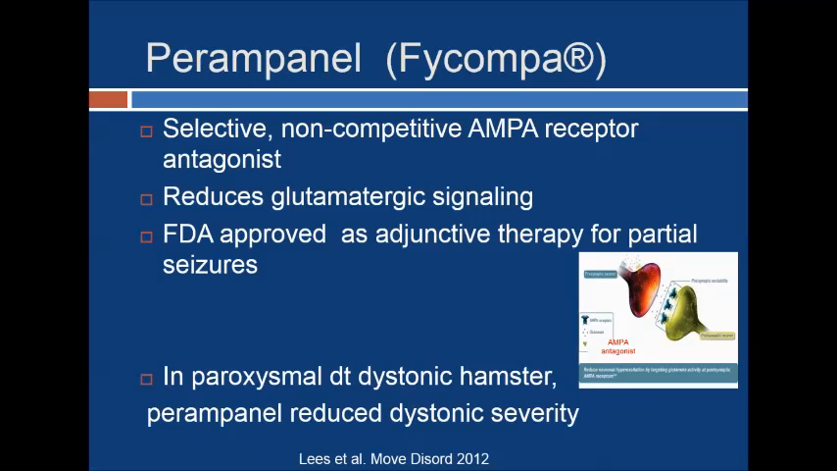So what we've done is looked at a drug, it's called Perampanel. So it's an AMPA receptor antagonist. So it means it blocks the AMPA receptors, just as in those mice. It reduces glutamate signaling, and it's already been FDA approved as an adjunct therapy for partial seizures. When used in the paroxysmal hamster model of dystonia, Perampanel actually reduced the dystonic severity. So quite promising background. The next slide, please.